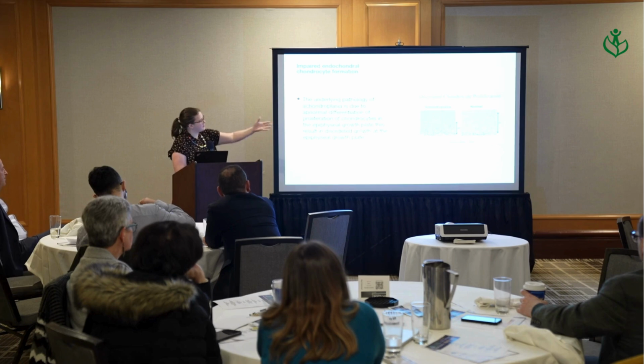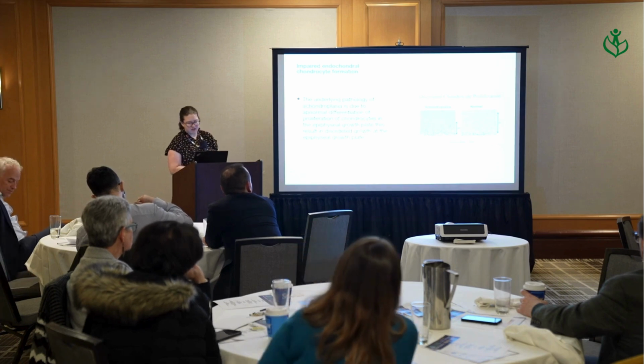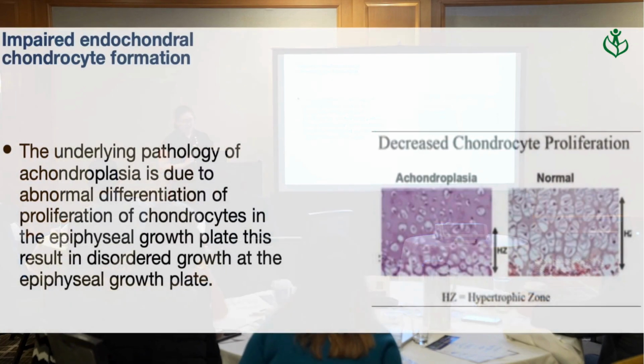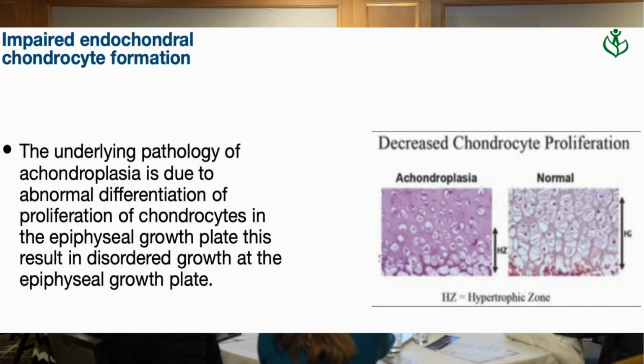So again, like I was just saying, right, if we took a look under a slide, you can see here what the bone of an average stature person would look like versus someone with achondroplasia. And so what patients have is disordered growth in the epiphyseal growth plate.